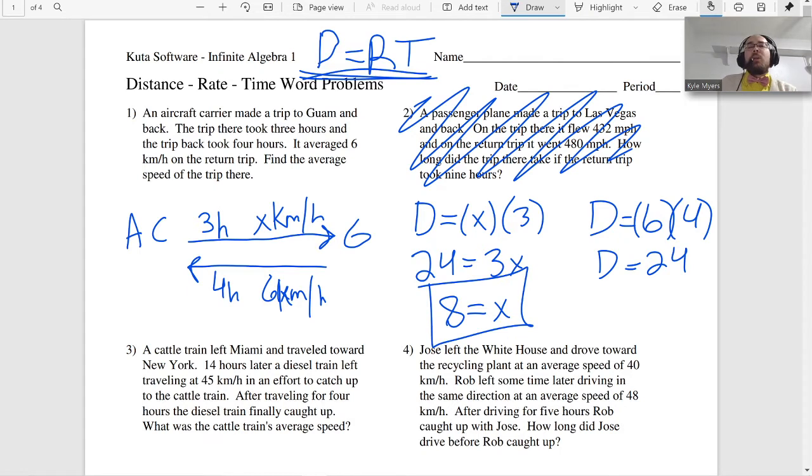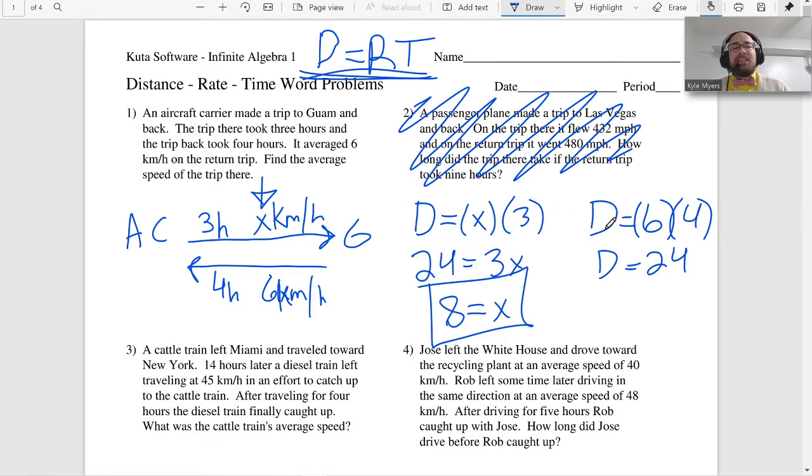Now, your teacher might want you to include units. If they do, then you would put 8 kilometers per hour. But I already put kilometers per hour right here, x kilometers per hour. So for me, it doesn't really matter because I put kilometers per hour after the x. But if your teacher's kind of picky about that, then make sure you include those units so you don't get counted off. But that's how you work it out.